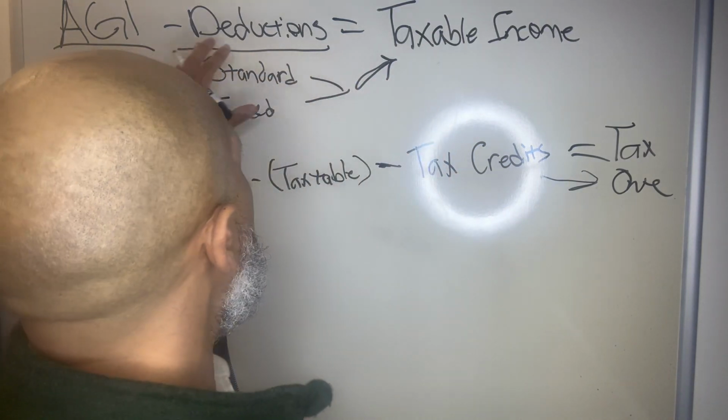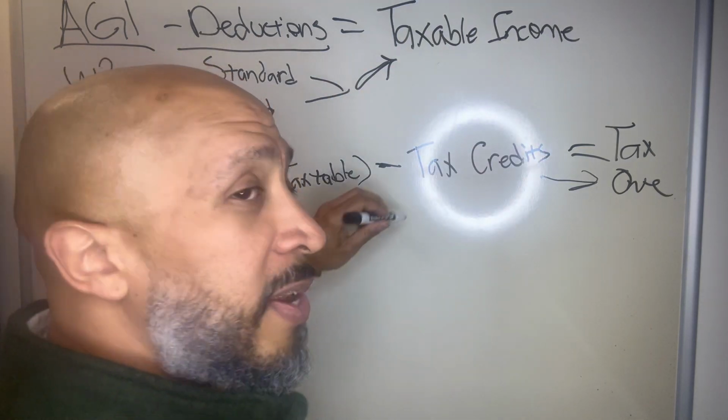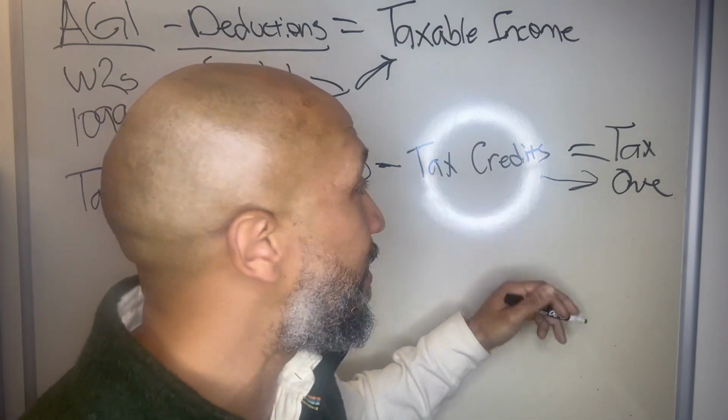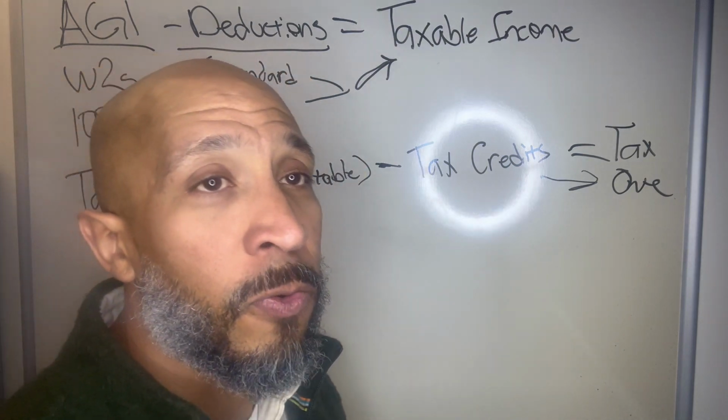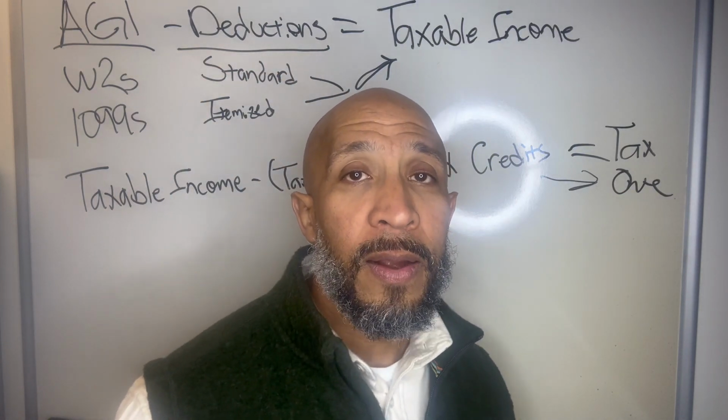So that is the simple formula for calculating your taxes. Adjusted gross income minus deductions gives you your taxable income. Taxable income puts you into a tax schedule to calculate what tax bracket you're going to fall in, to see how much you're going to pay in taxes. And then you subtract the tax credits, which will give you whether you're going to be paying taxes or you're going to get a refund.